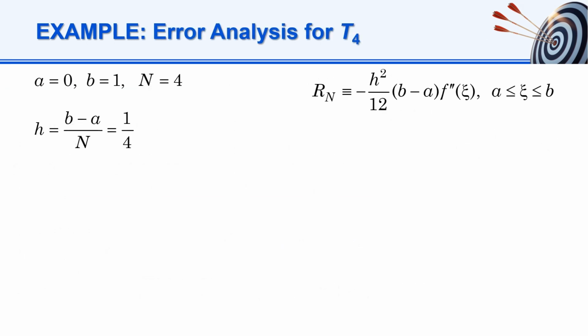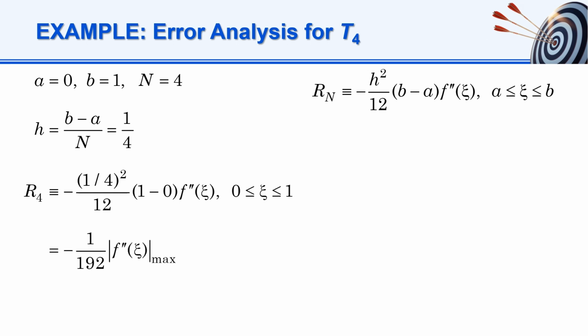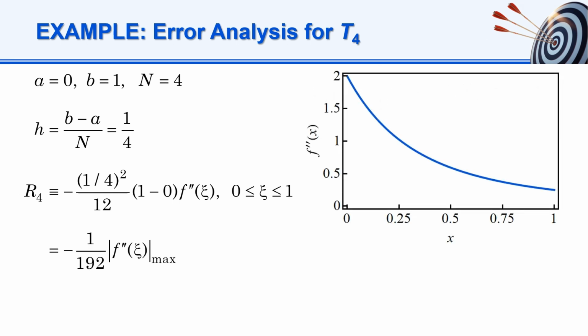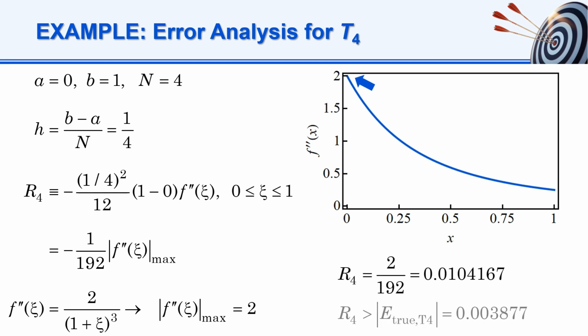Now let us investigate the upper bound of error for the 4-panel estimate. To calculate the error, we need the value of f''(c), which is the only unknown term here. So to be conservative, we will replace this term with its maximum magnitude. We note that f'' is a decreasing function whose absolute maximum value of 2 is at x equals 0, which we verify by plotting it in the range from 0 to 1. Then we obtain our R4 to be 0.0104167, which is larger than the actual error.